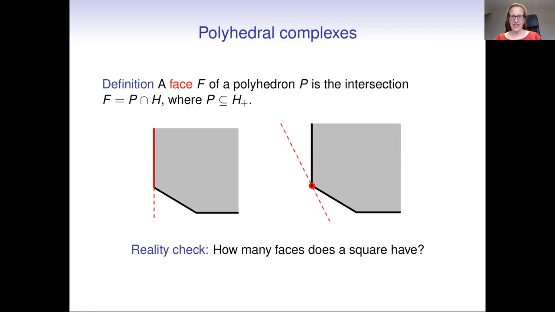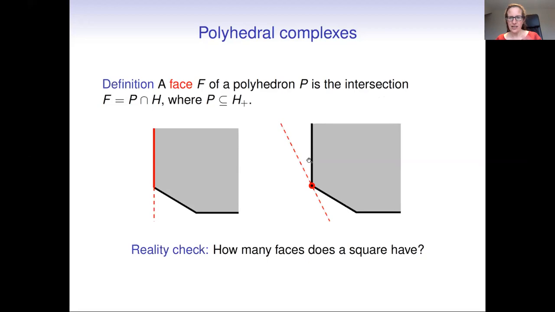I would agree with the answer 9 for the definition I've given, because we're going to have 4 vertices, 4 edges, and then the empty face in the way that I've given the definition. And someone's saying 8 to 10, really hedging your bets, but I would sort of agree with that, because it depends on whether you want the empty set or the whole square to be a face. Okay, great.